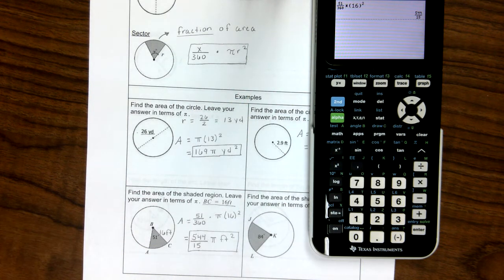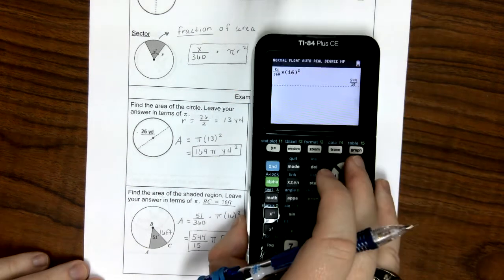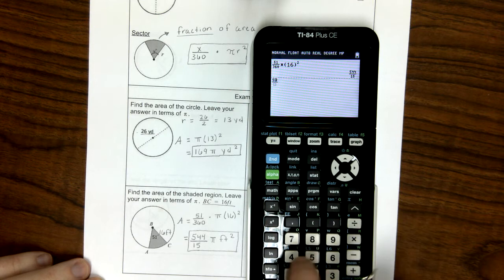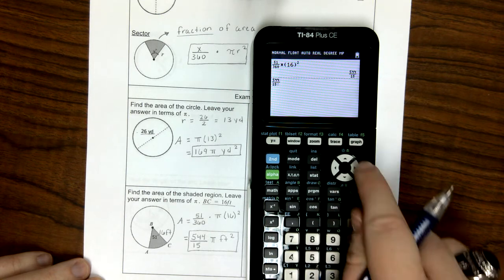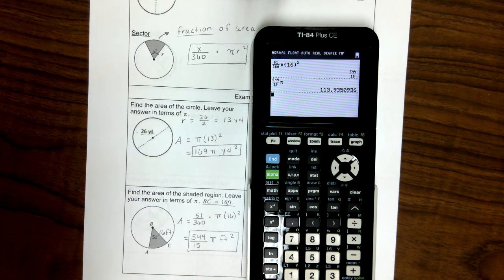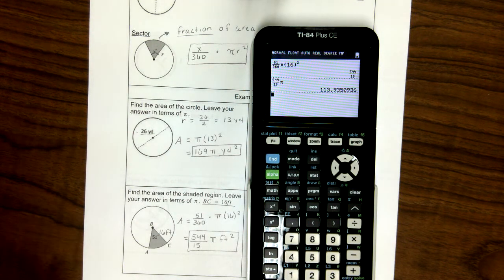Now, I know that looks strange. It is a little strange because it's a fraction of the total area. It's not the whole thing. So if you want to see how big that is, just type that into a calculator. 544 over 15 pi. That's how much area that slice is. It's almost 114 square feet, if you think about it that way.